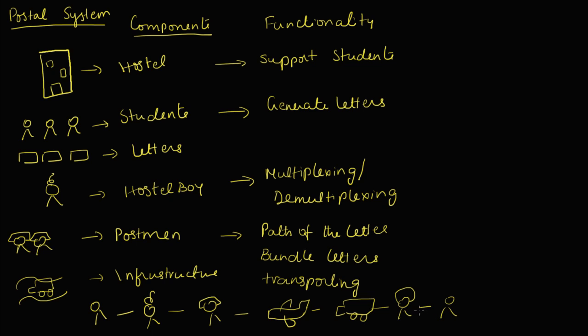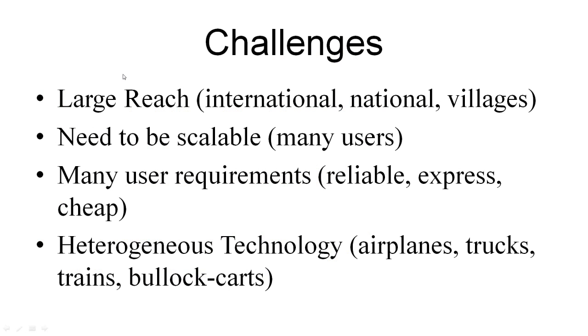So as you can see, the system has a lot of components which execute different functionality to finally get the letter from one person to the other person. Even though the postal system is much simpler than the computer network system, there are many challenges. You should be able to send letters anywhere, national, international, or even villages. Many people are going to use it, and these people will have a lot of different requirements.